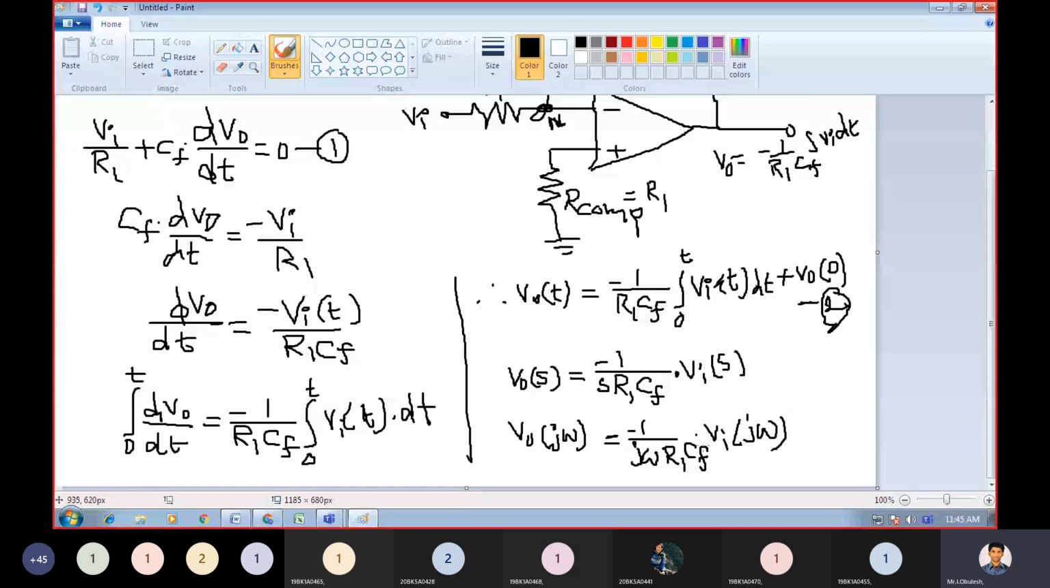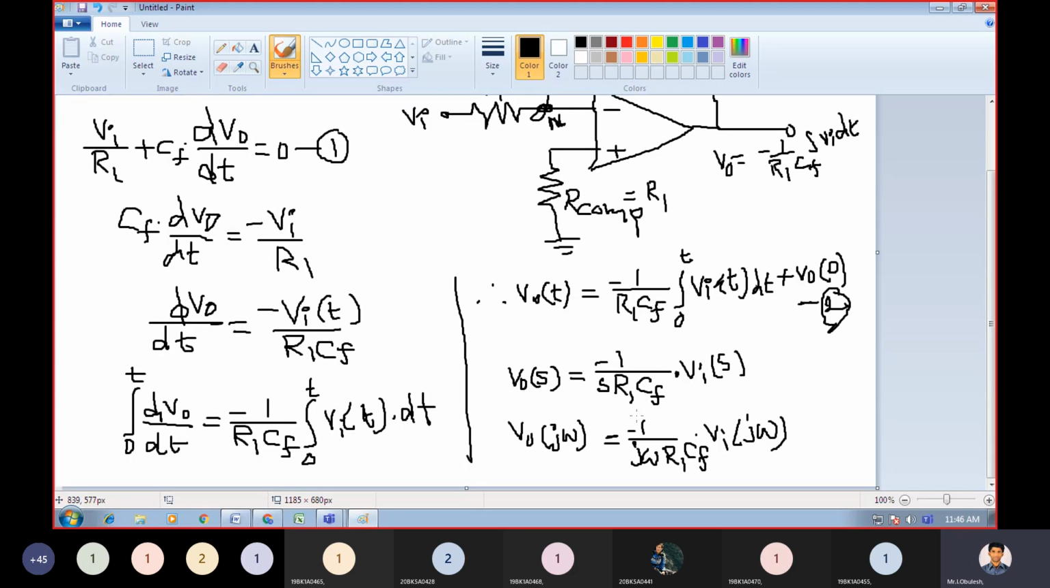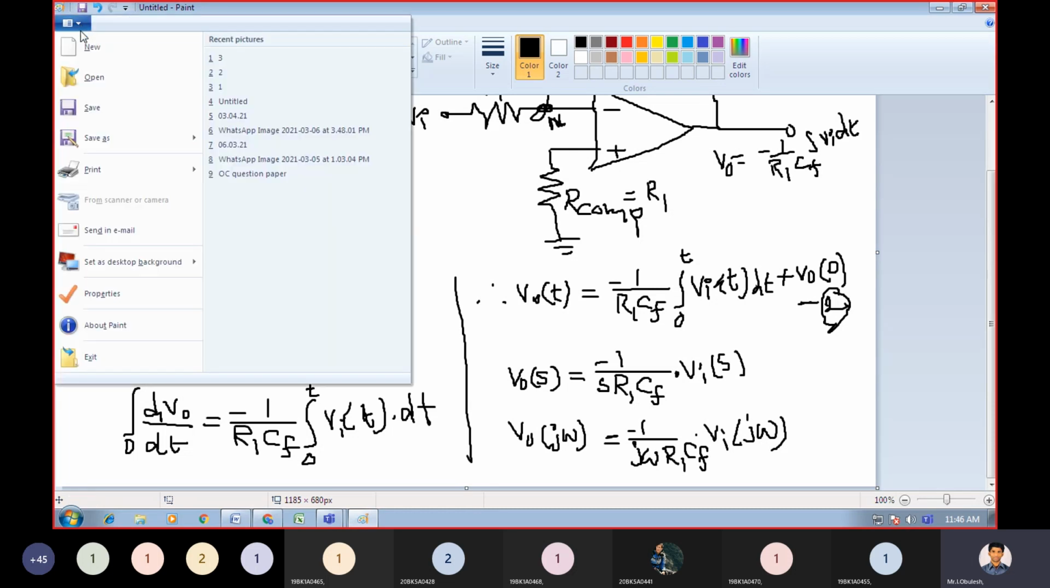So the transfer function mod A is equal to V naught of j omega by Vi of j omega. Up to now clear, yes or no? Yes, sir. Fine.